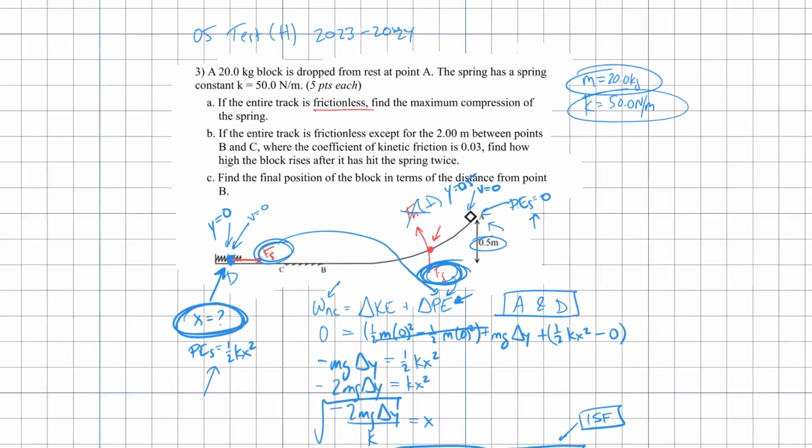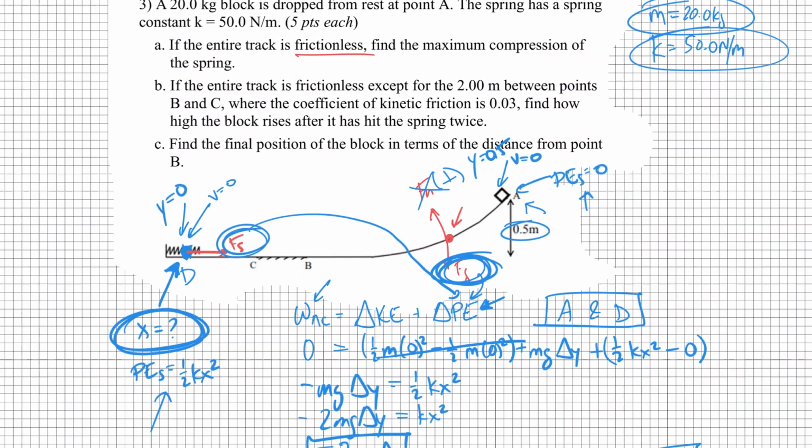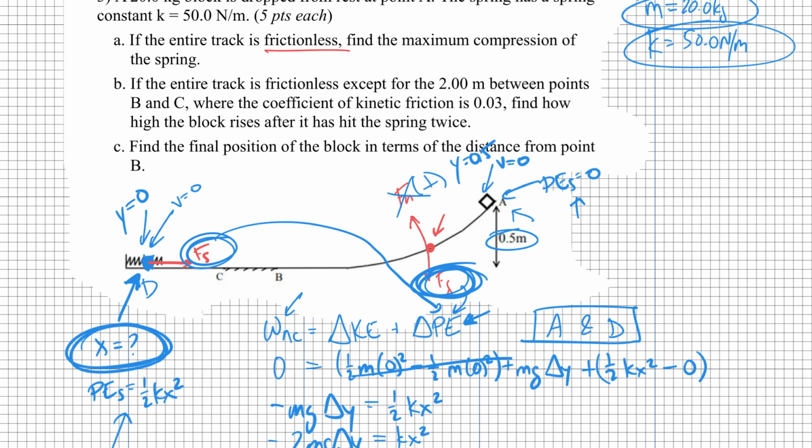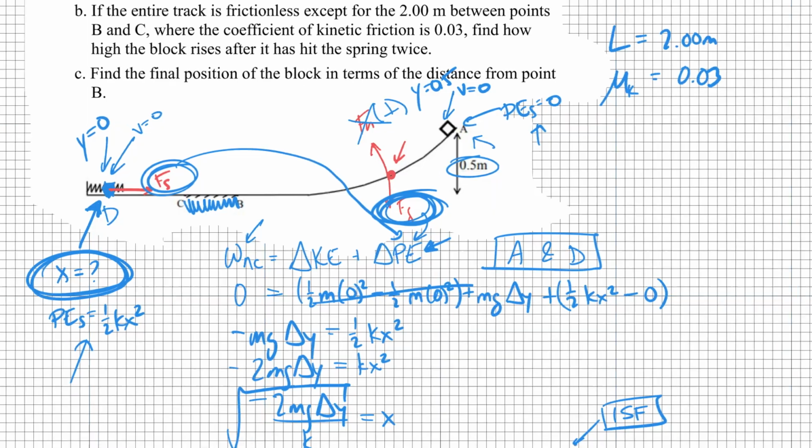Question B. The entire track is frictionless except for the 2 meters between points B and C, right in here, where the coefficient of kinetic friction is given. We're going to call that length L. L is going to be 2 meters. The coefficient of friction, mu, technically mu k, is 0.03. Find how high the block rises after it has hit the spring twice.